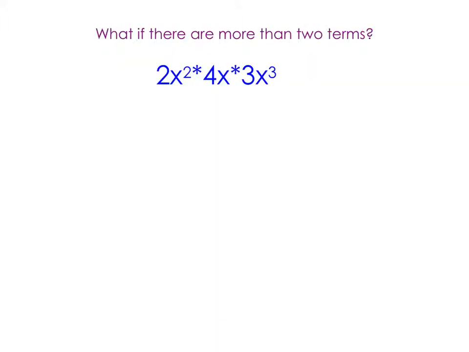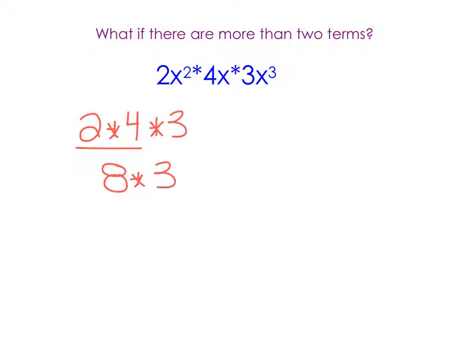Now, if there are more than 2 terms, we go through this exact same process. It's no different, we just do it with 3 terms. So here we have 3 numbers. We have 2 times 4 times 3. So let's just multiply those together left to right. 2 times 4 is 8, times 3 is 24.